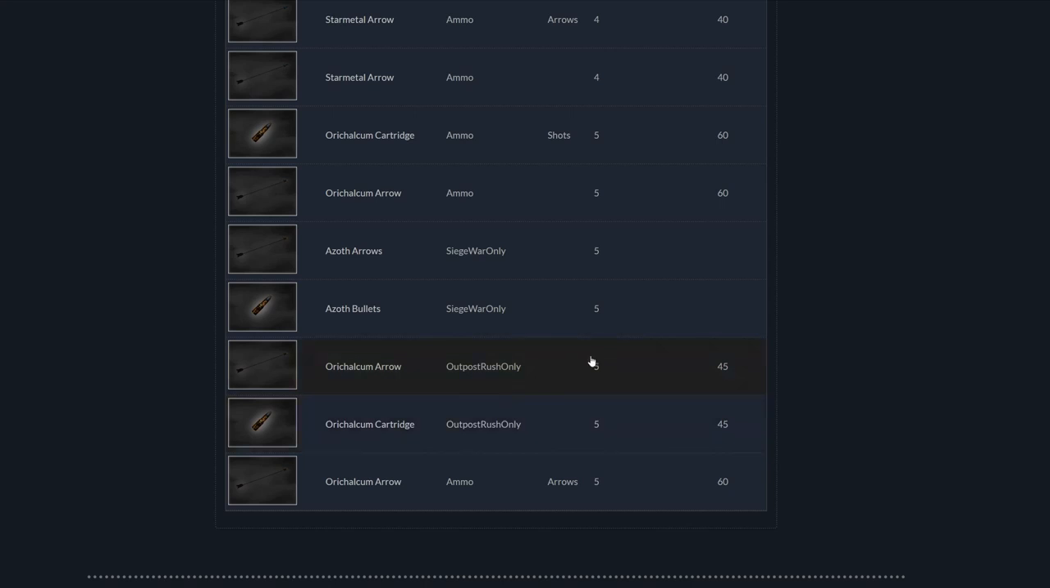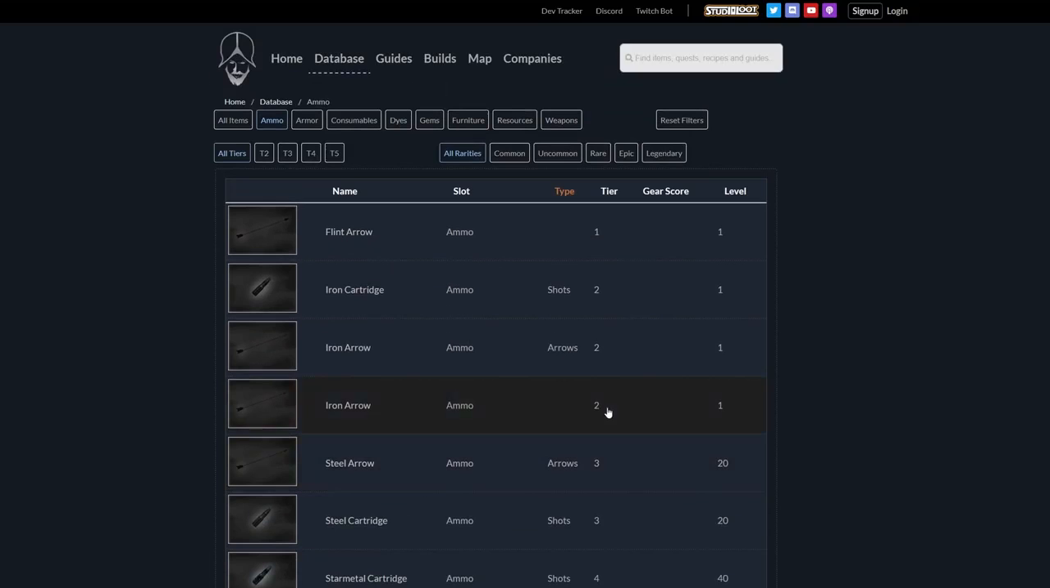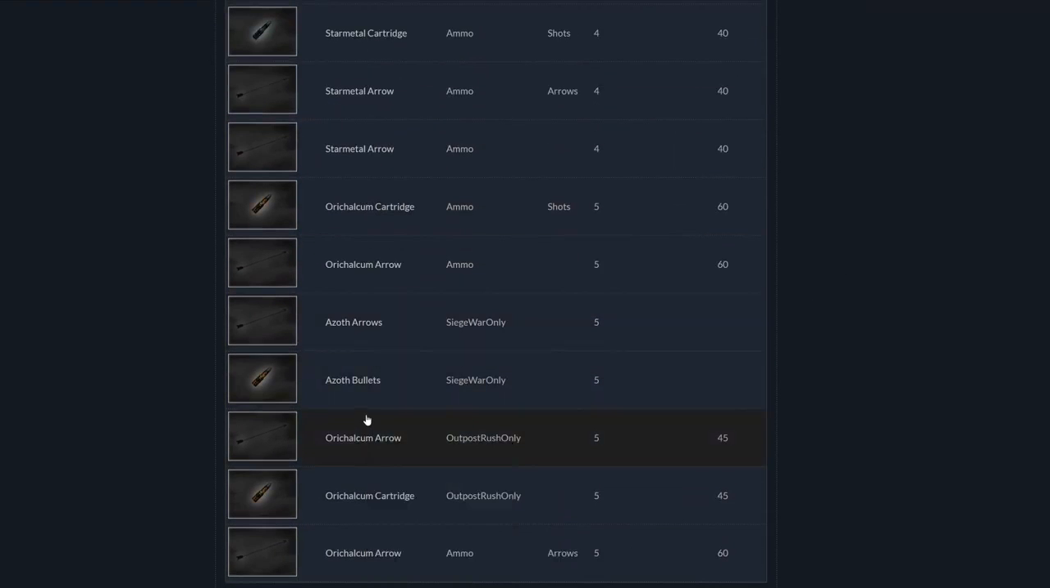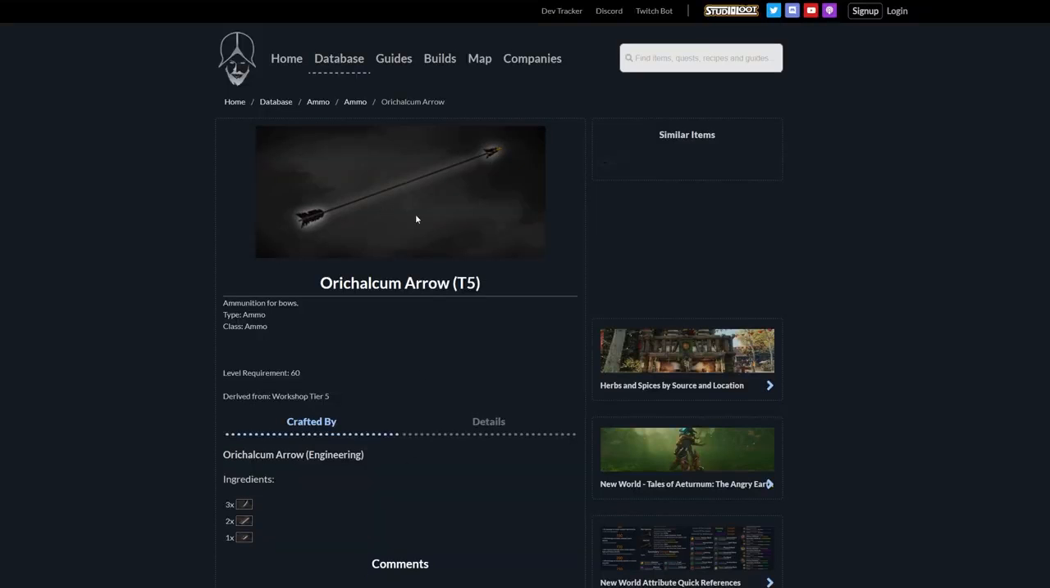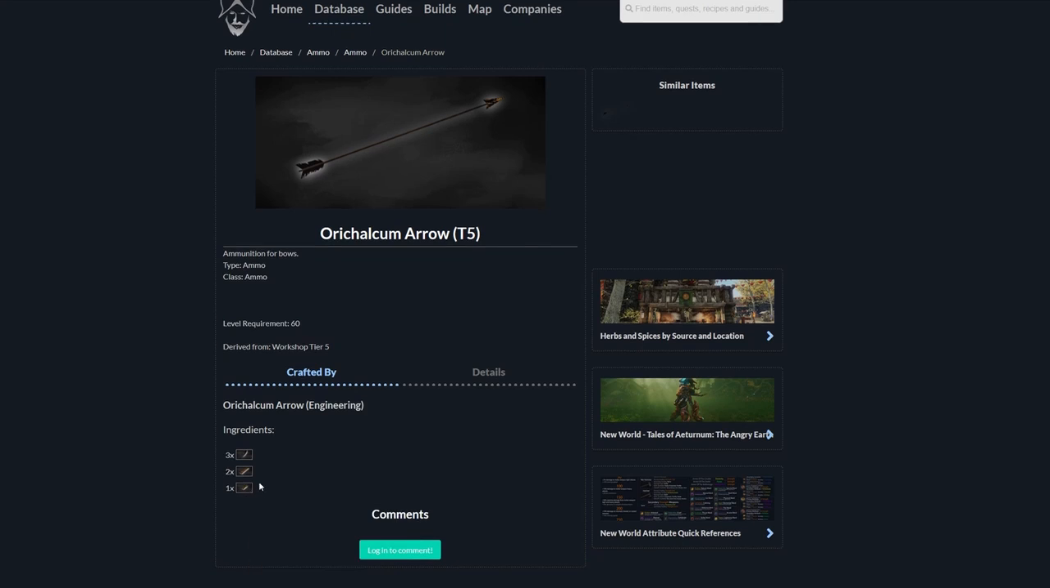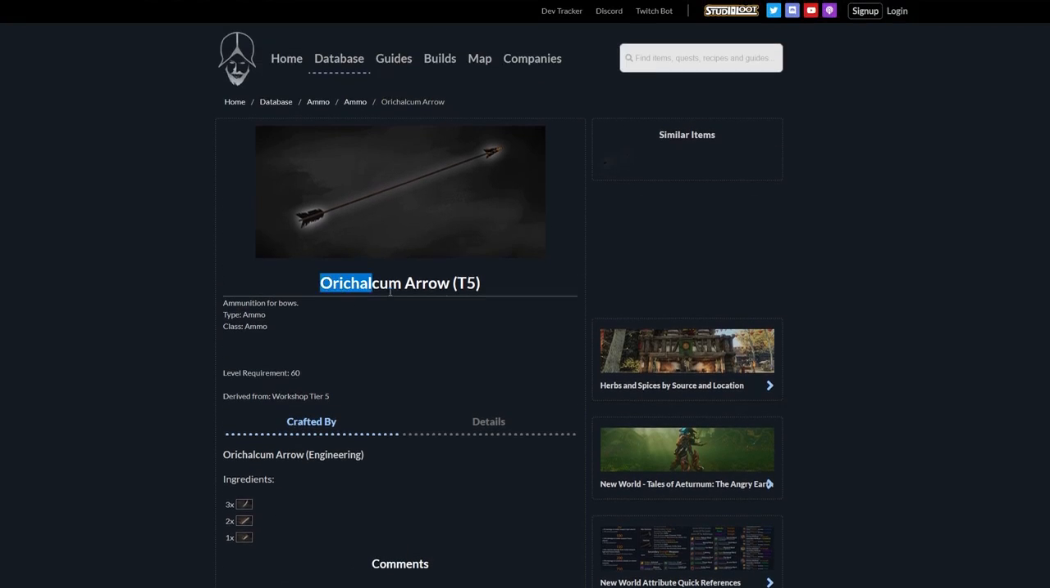Obviously, in Outpost Rush, it looks like at level 45 you can start using them, but to actually get into Outpost Rush, you do have to be level 60. So level 60 is required for tier 5. For the most part, you can find arrows and bullets in a lot of these cartridges. If we take a look, you can see the ingredients being feathers, ironwood planks, and ingots for the acrylium arrow T5, and that's going to be much easier, like I said, than getting bullets.